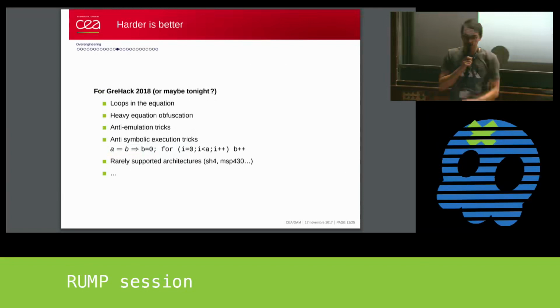The things that we didn't do and could have done to make it harder, but maybe too lengthy for this challenge, would be to add loops in the equations so that static analysis is harder to do, and that DEC has to explore lots of different states. We didn't use any anti-emulation tricks like tracing threads, nor anti-symbolic execution tricks. The idea was just to force people to do automatization.